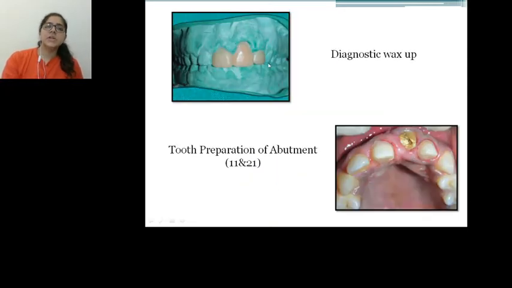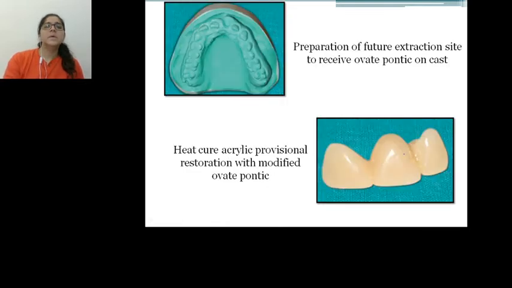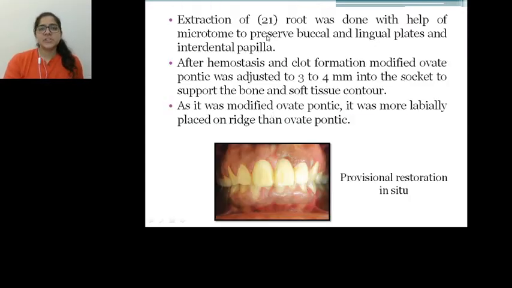So firstly, a diagnostic wax up is done, and then preparation of the abutment teeth, that is 1-1 and 2-2, has been done. Then preparation of the future extraction site on the cast to receive an ovate pontic is done. Then on this cast, a heat cure acrylic provisional restoration with modified ovate pontic is prepared. Then the extraction of the 2-1 root was done with the help of a periotome to preserve the buccal and lingual plates and interdental papilla. So a very atraumatic technique of extraction is to be followed.